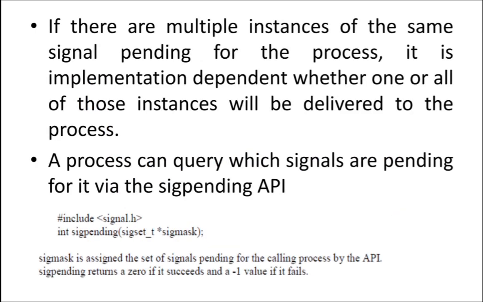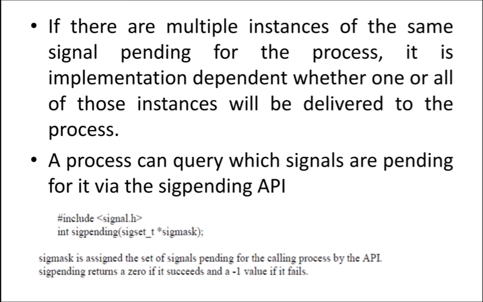And one more important thing, if there are multiple instances of the same signal pending for the process, it is implementation dependent whether one or all those instances will be delivered to the process. That means if there are multiple instances of the same signal, for example two or more SIGINT signals for only one process, it is purely dependent on the process which one to take first and which one to keep pending. Process has to decide that.